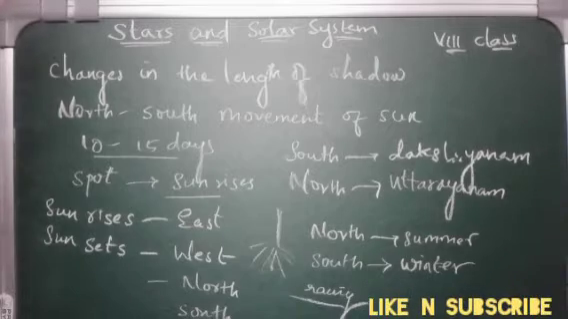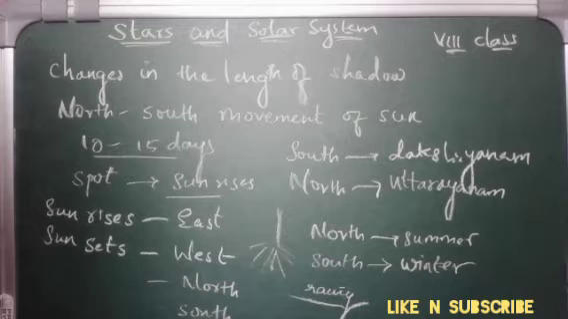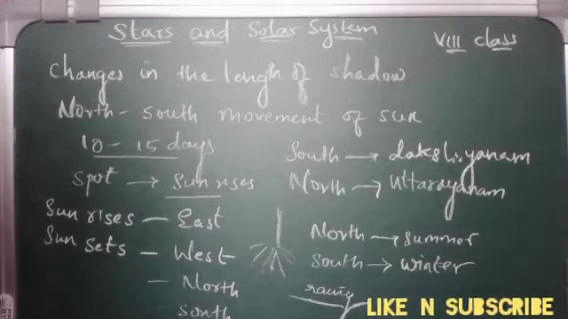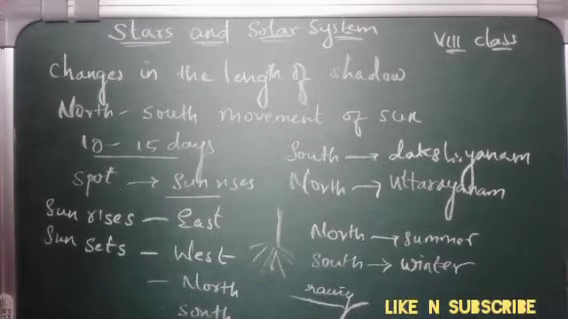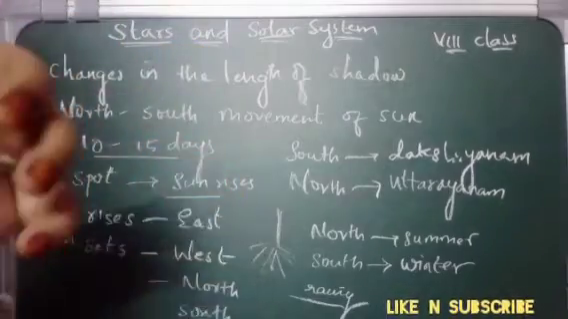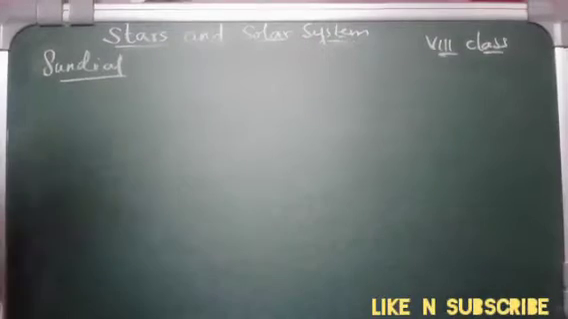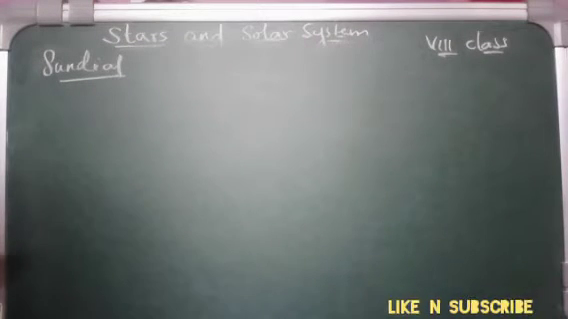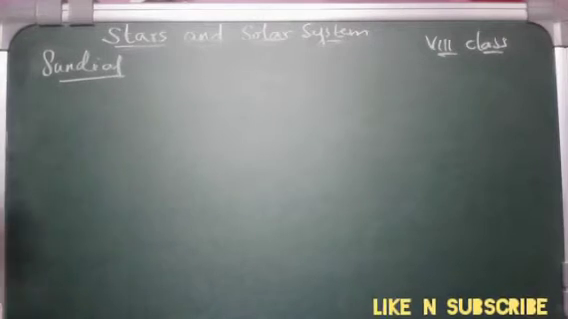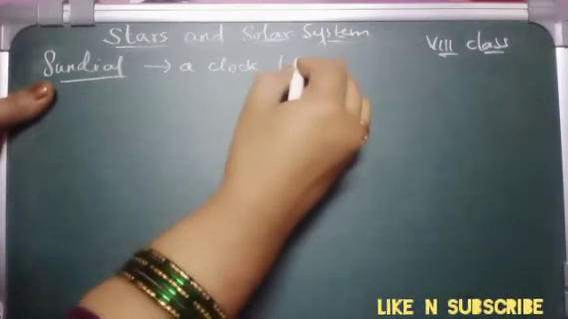Right? And one more interesting thing I will tell you about: you can learn about the sundial, a clock based on the shadow of an object due to the sunlight. So it is nothing but a clock. Based on the sun, we are making a clock, and that is called a sundial. Okay, children? So a sundial, as I said, is a clock based on the shadow of an object.